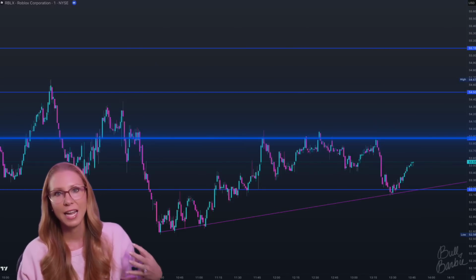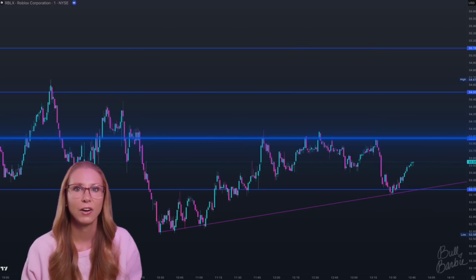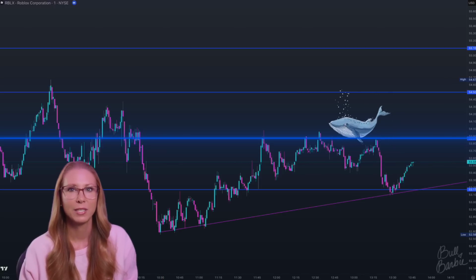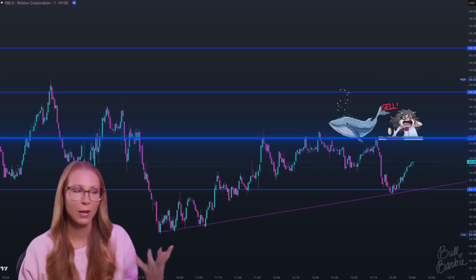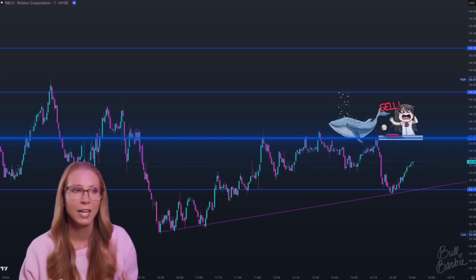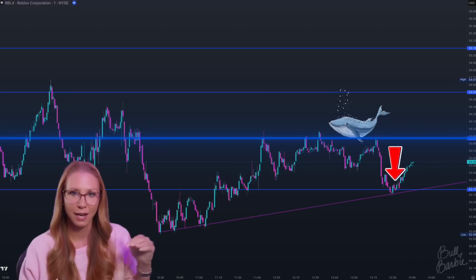When we have a major level, it's an area where major players, the whales, are doing their business. They can't just throw out a quick market or limit order for their massive position and expect it to be filled at that price level.